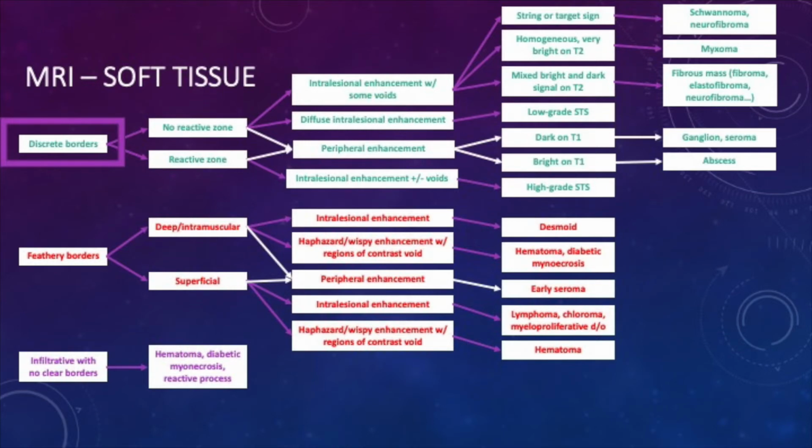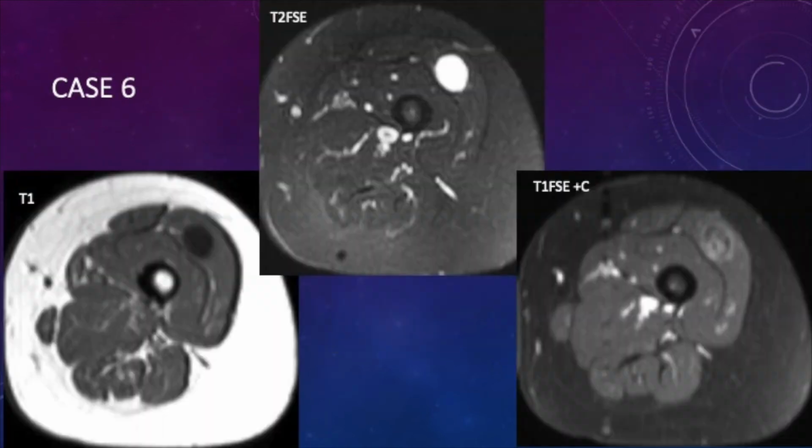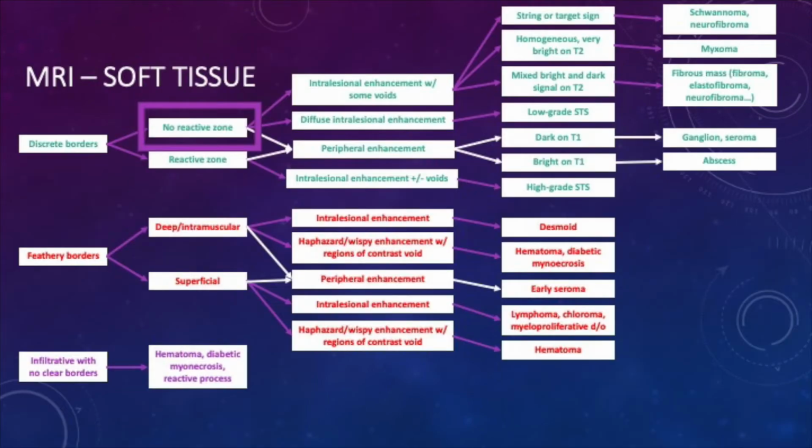So once we have a discrete border, we have to say, is there a reactive zone or no reactive zone? And you can see, again, this crosses over. So there can be lesions that sometimes have a reactive zone and sometimes don't. And so that's the important part here where you can have some crossover. But when we looked and we just mentioned, there's no real reactive zone around this. We don't see edema. We don't see an infiltrative inflammatory infiltrate. We don't see swelling, anything like that. So we've got discrete borders with no real reactive zone. So the next question we have to ask is what's going on with that contrast?